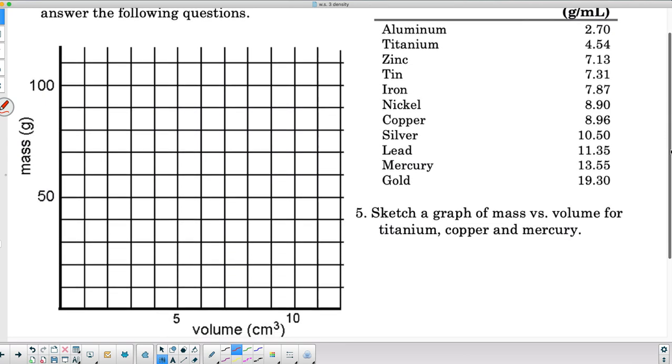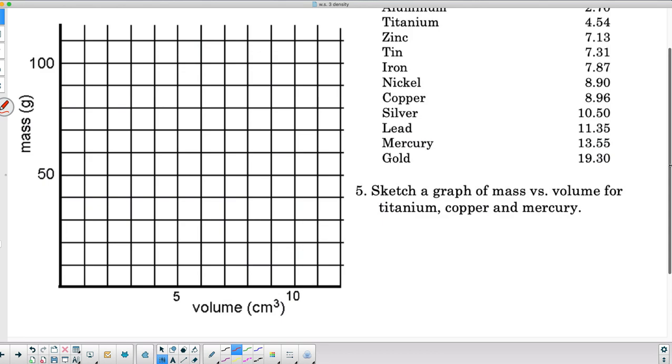Again, we're going to use 0, 0 for titanium, copper, and mercury. So 0, 0, one point is going to be here. The next point, let's do titanium so you guys can see what's going on. My density for titanium is 4.54, and that's grams per milliliter, or grams per cubic centimeter. If I do a volume of 10, what is the mass?